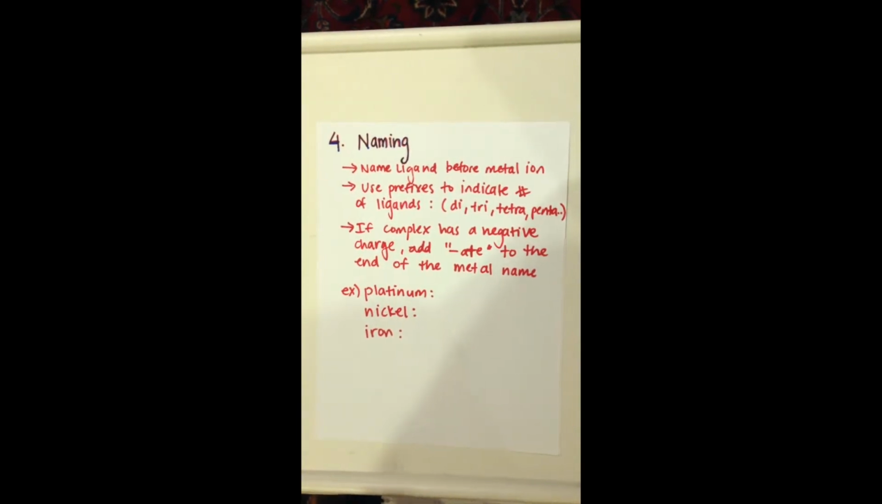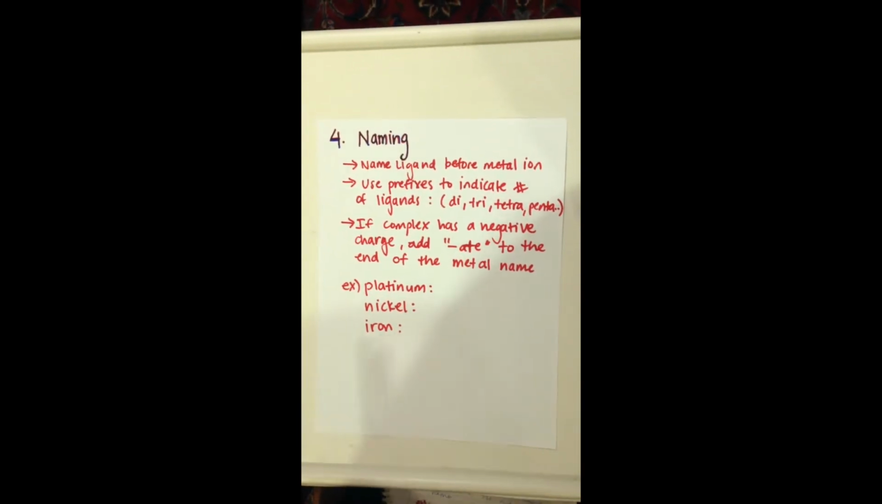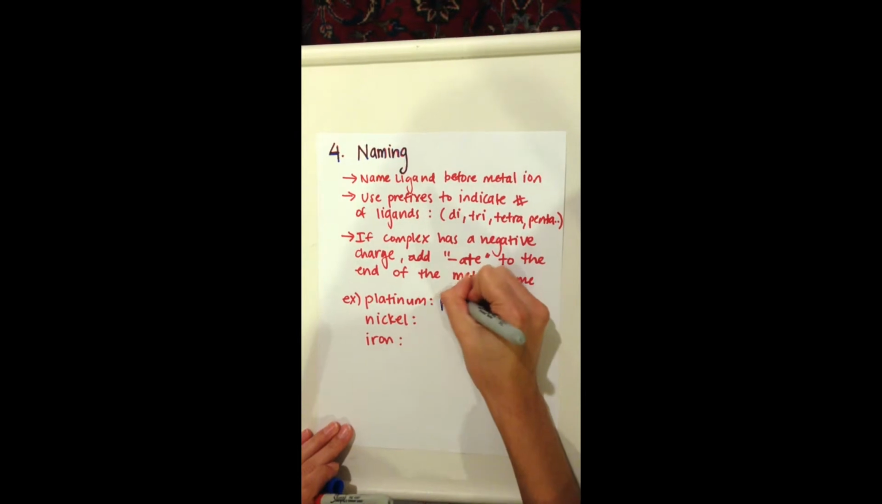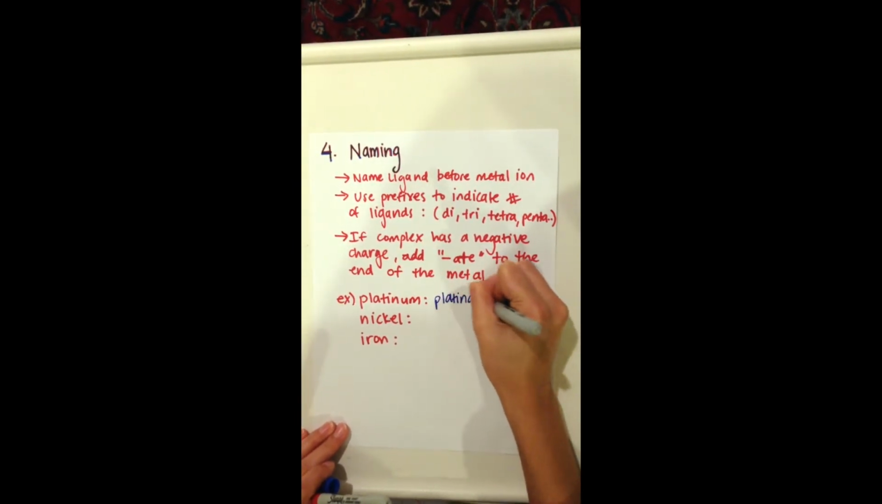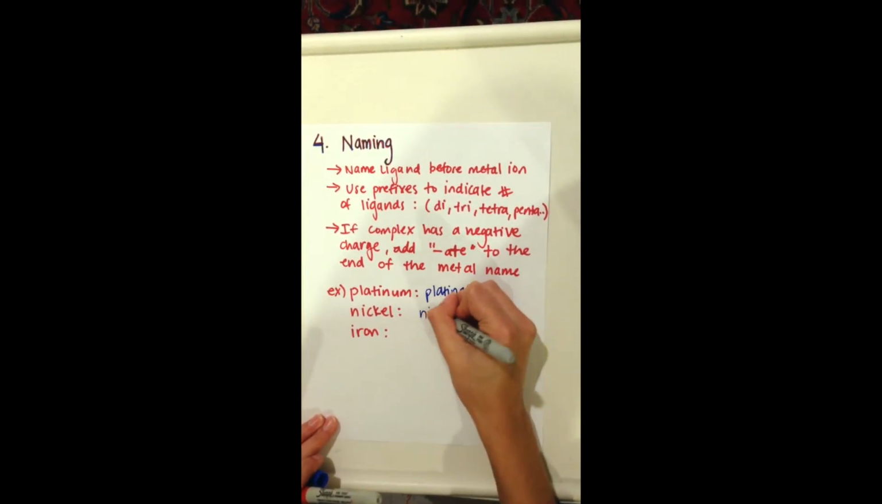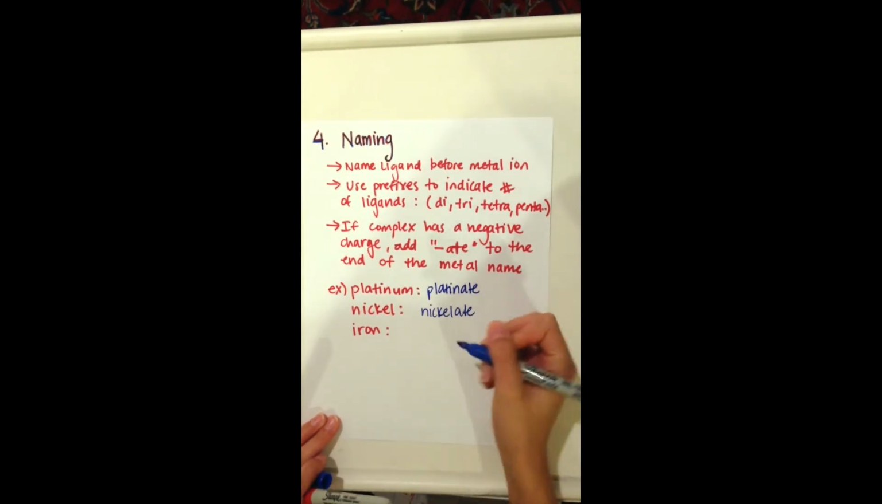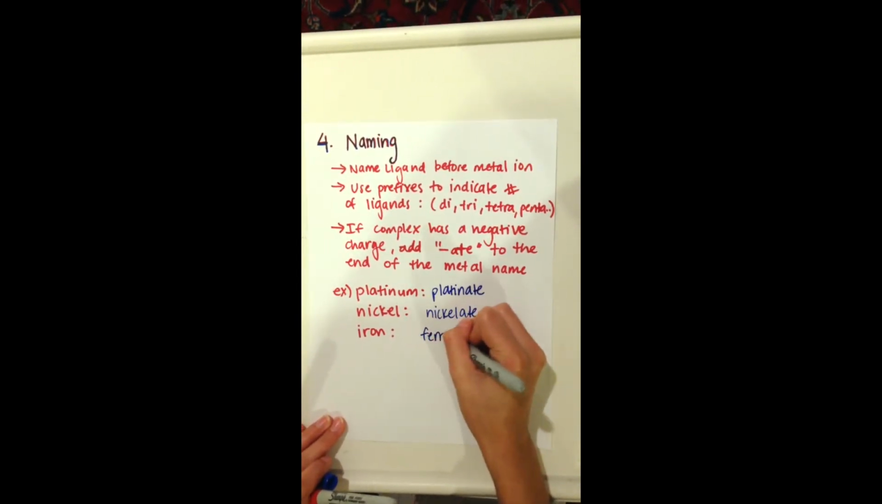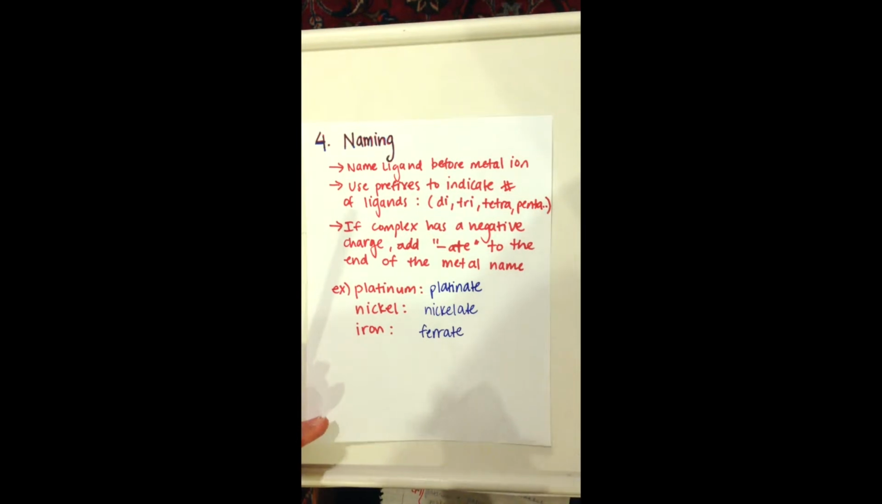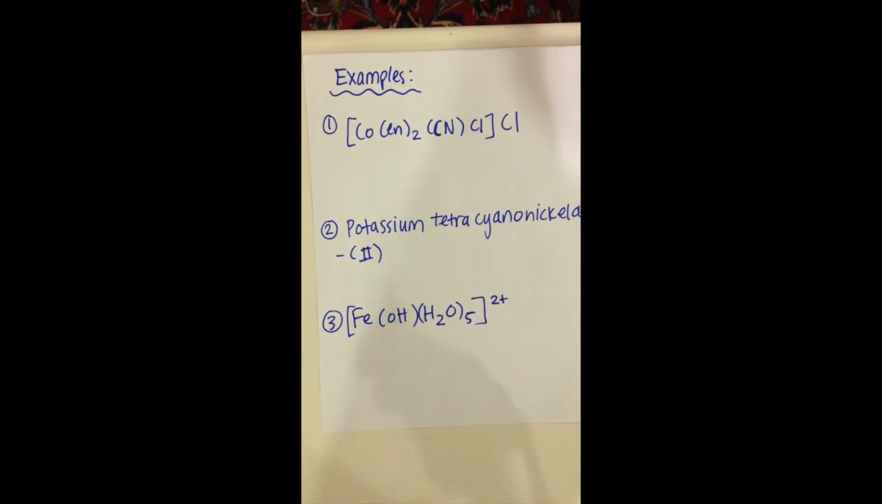For example, platinum would become platinate, nickel would become nickelate, and iron would become ferrate. Now we're going to do some examples with naming.